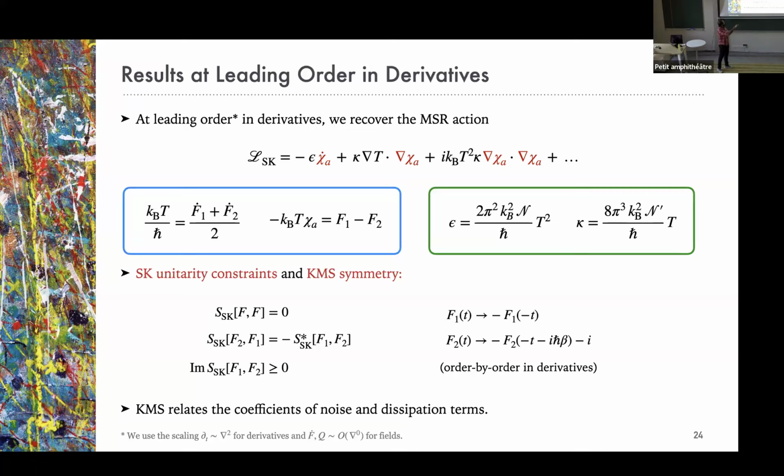Now this theory, I mean, okay, I've done a derivative truncation here. The full expression was too ugly to show here, but you can write down the full expression. And you can check that the full expression is also invariant under all the symmetries of my theory. So this is what I was interested in. In particular, it has all the unitarity constraints as well as the KMS symmetry. And as we discussed before, the KMS symmetry relates the strength of some dissipation terms to some noise terms.